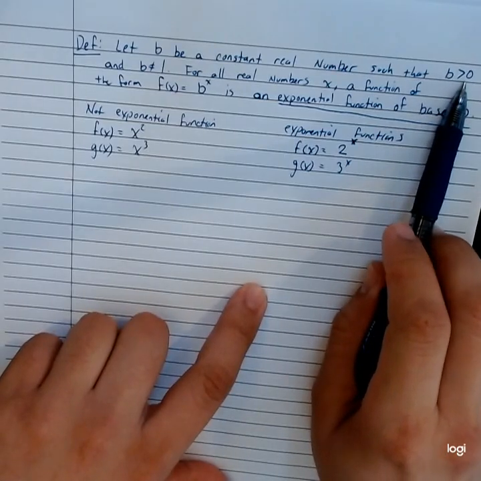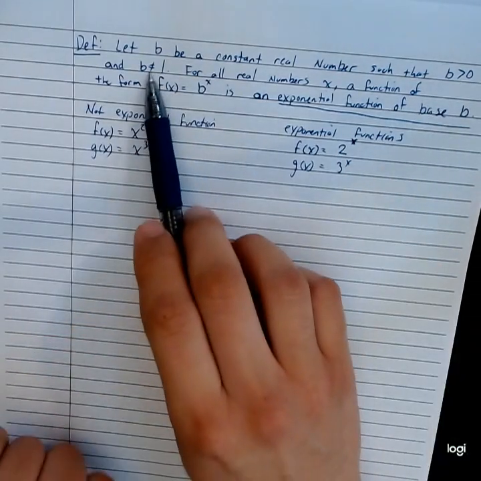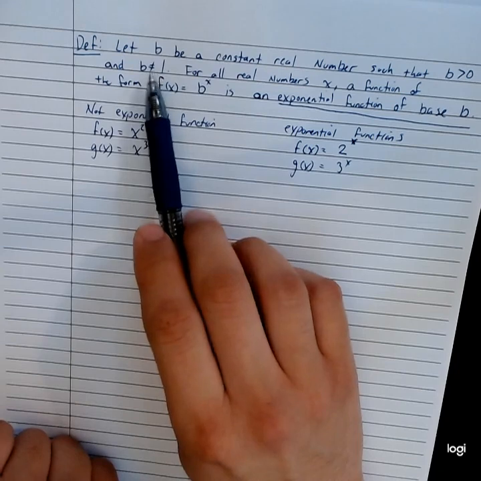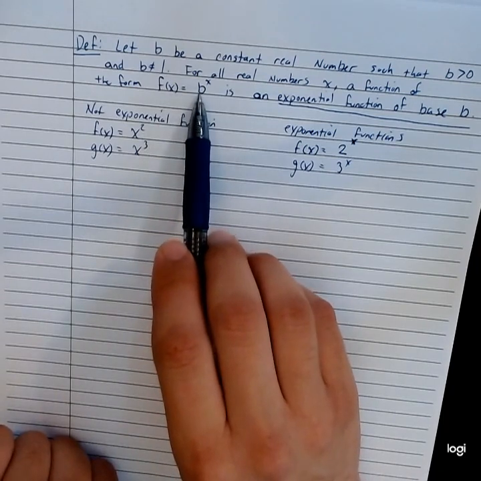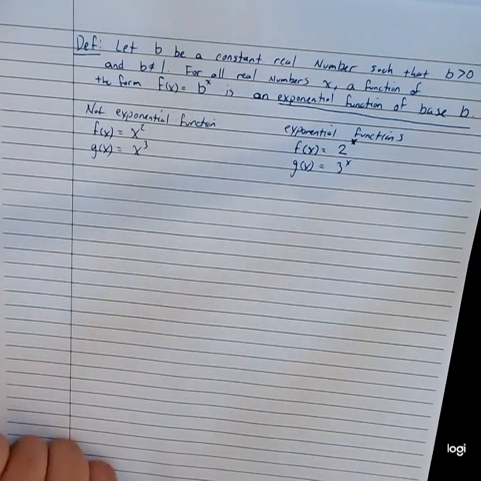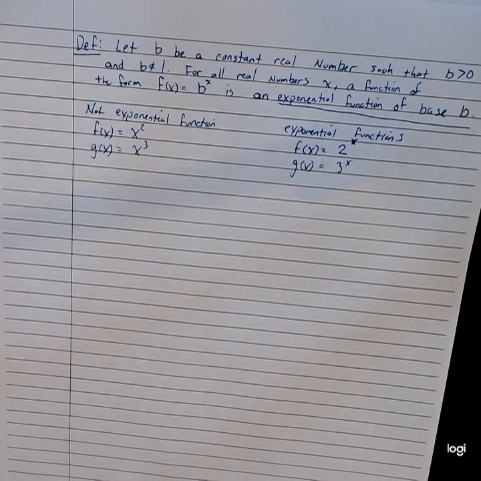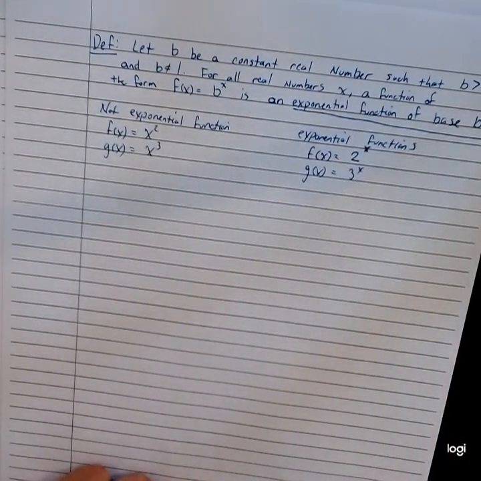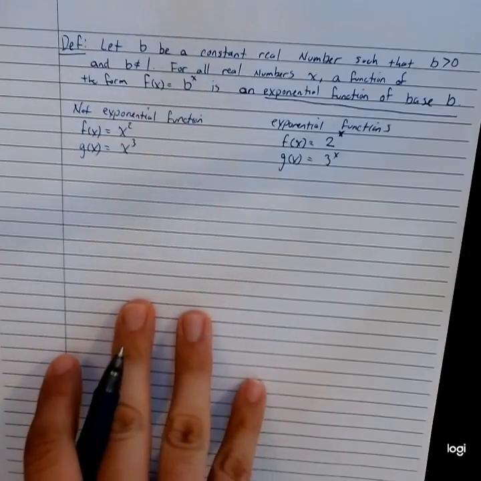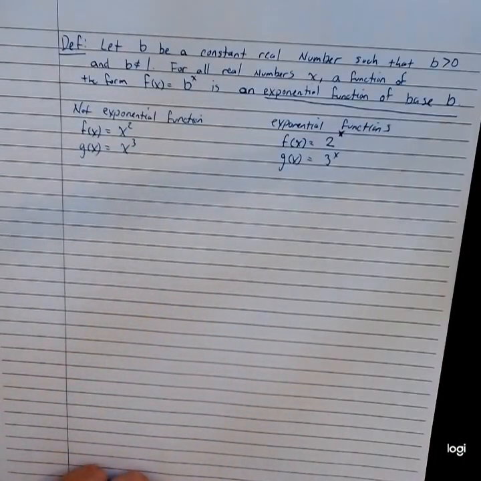We want b to be greater than 0, and we don't want b to equal 1. Let's talk about this part first. We don't want b to equal 1 because notice what happens. If b is equal to 1, then we have 1 to the power x. But then that's always just the number 1. 1 to the power 1, 1 to the power 2, 1 to the power 3. Anytime you have 1 to a power, you're going to end up with just 1. So that's not really an exponential function. It's just a constant 1.